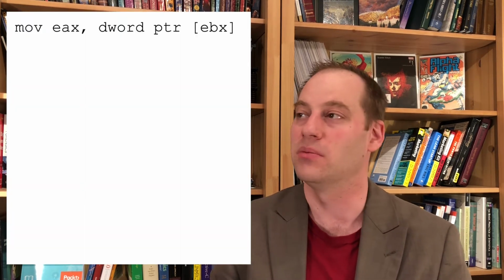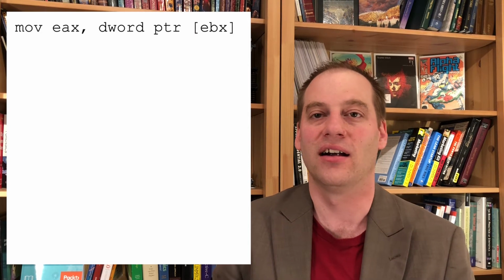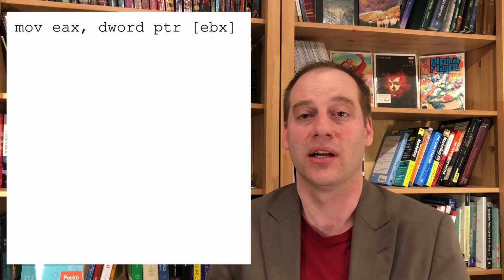In computer architecture, there are ways of describing the size of data. 1 byte is obviously a byte. 2 bytes is a word. 4 bytes is a D word. Sounds kind of like a dirty word, but it just means double word. And Q word, which is a quad word. If we want to move a D word into a register, we could use move EAX, D word PTR, and the memory location stored in EBX. Meaning move the D word size data from the memory location stored in EBX to EAX.